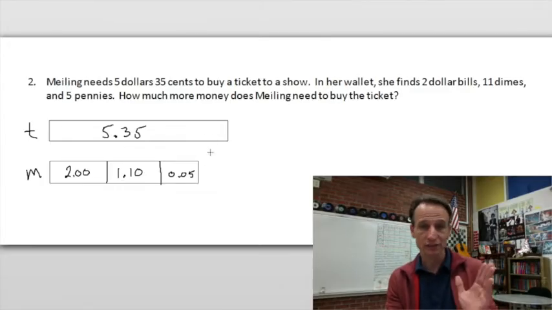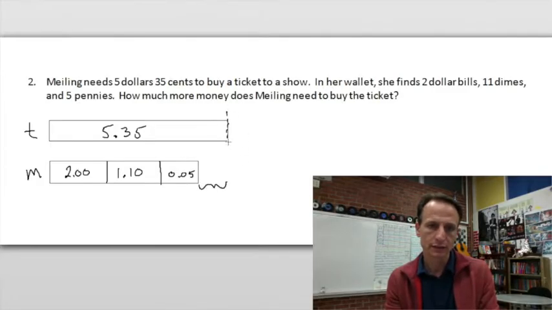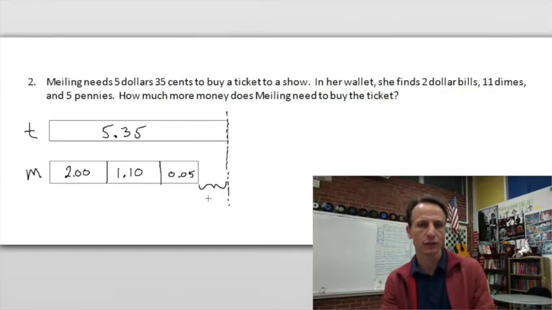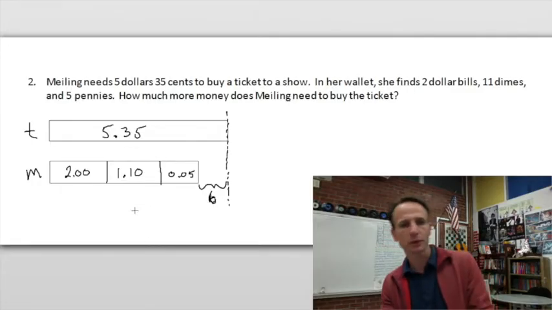And now what we're trying to find, and this is an important thing to include, is this. That's what we're trying to find. Okay, so this is how much more money she needs to buy the ticket. And I'll call that B for what she needs to buy it. Doesn't matter what we call it, really.